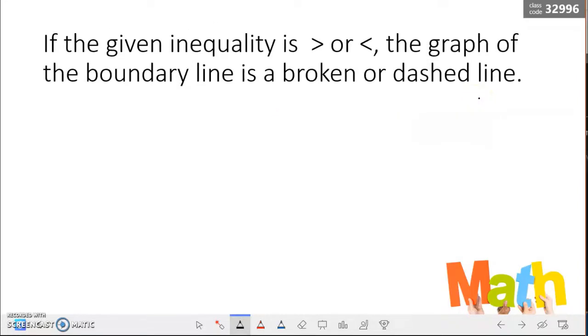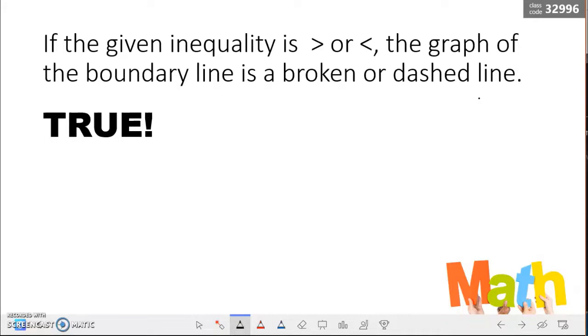Next, if the given inequality uses the greater than or less than symbol, the graph of the boundary line is a broken or a dashed line. So, when you see greater than or less than in the given linear inequality in two variables, the boundary line, the plane divider, is a broken line or dashed line. So, is this true or false? Our answer for this is true.